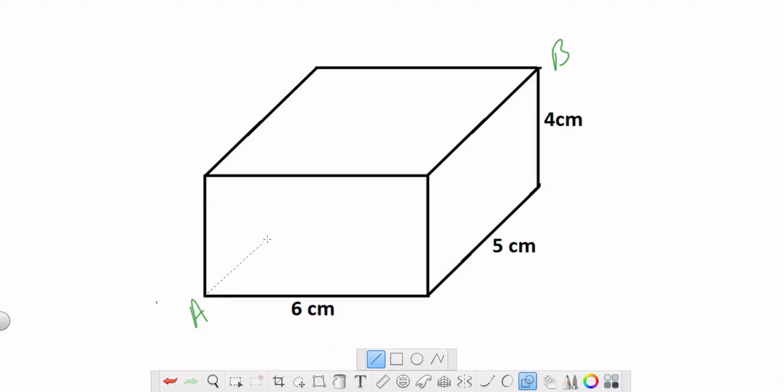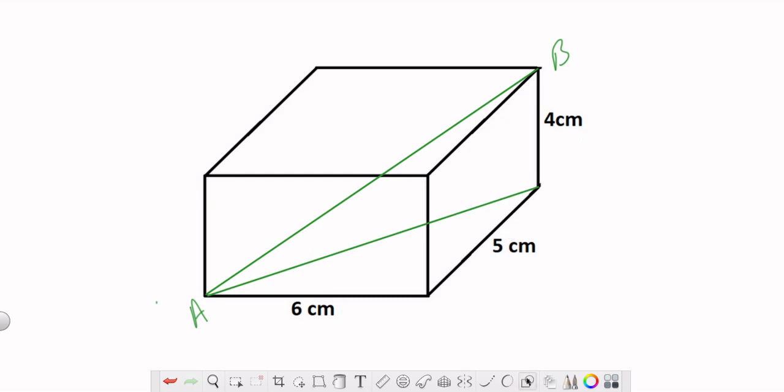From here, sliced all the way through the cuboid to reach B, that point there. That's what I want to work out, A to B. So what I can do is, I can see a right angle triangle sliced inside the cuboid. Hopefully you can see that. The right angle triangle begins right here. That's the right angle triangle.